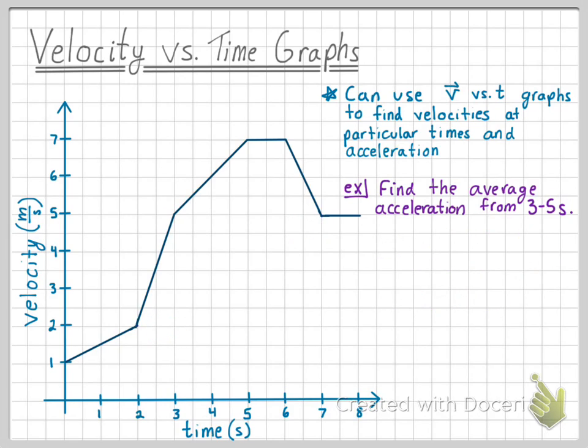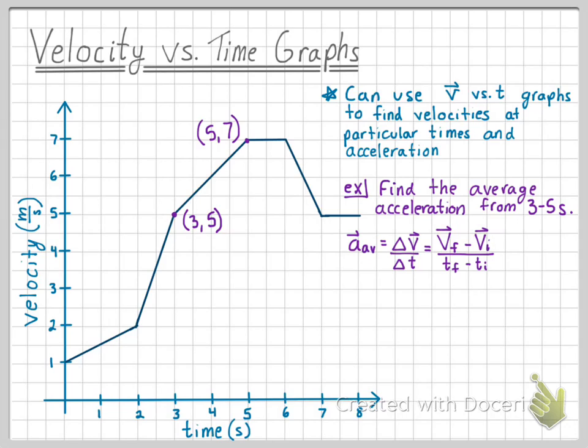Let's do another example. Let's find the average acceleration of an object between the time 3 to 5 seconds. At the time 3 seconds, the object has a velocity of 5 meters per second, and at the time 5 seconds, the object has a velocity of 7 meters per second.